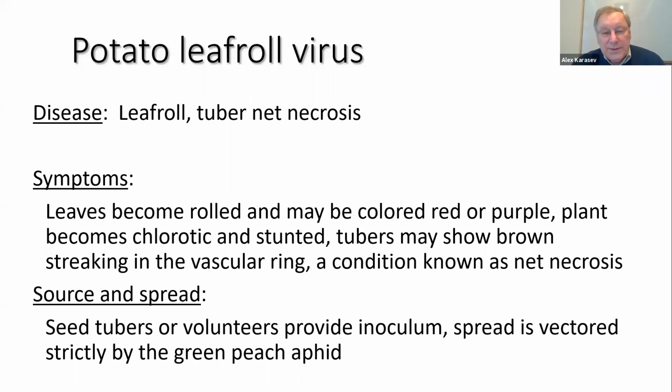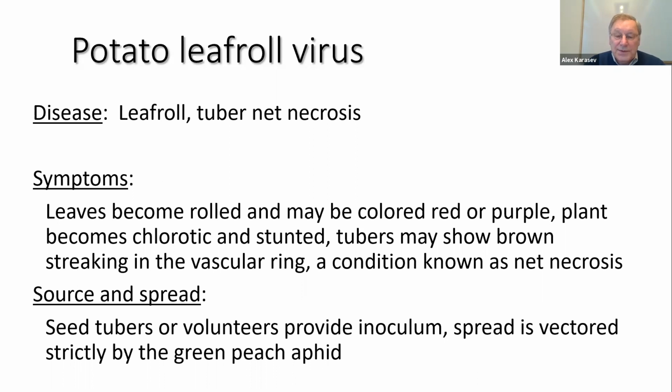Potato leaf roll virus is a virus that used to be a big problem in potato, but not recently. One of the reasons for this is the type of vector transmission that it needs for propagation. The diseases this virus causes are somewhat specific. They are called leaf roll in foliage and tuber net necrosis in tubers. The symptoms in foliage give the appearance of rolled leaves, and these leaves may be colored red or purple. Sometimes the plant may become chlorotic and stunted.